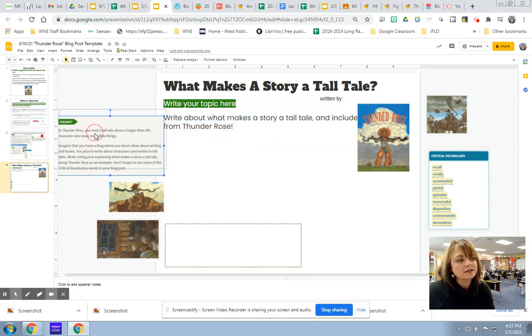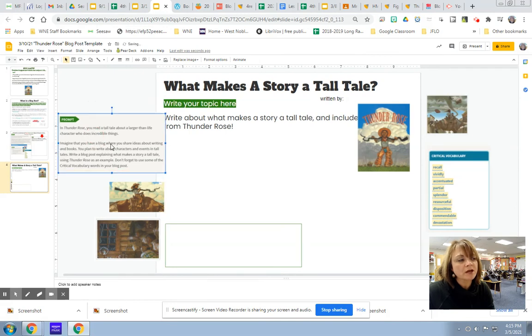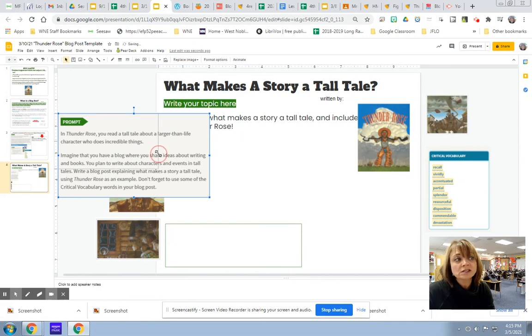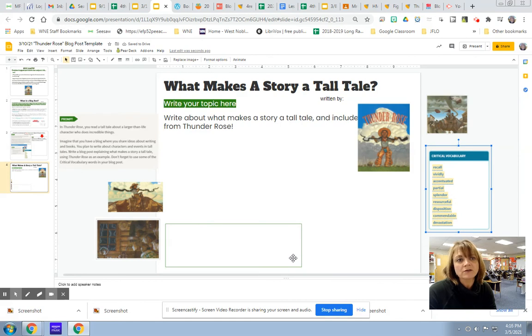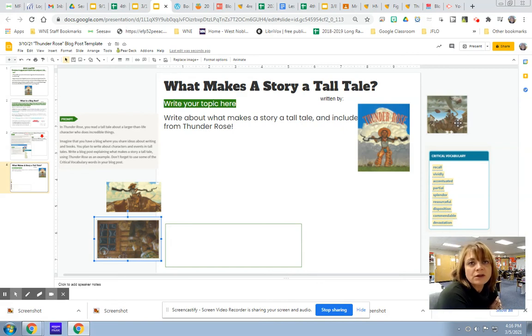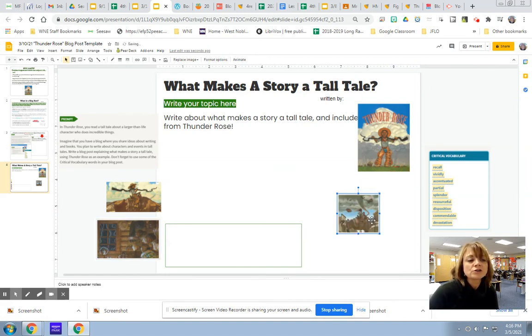Over to the side here, I did include a picture of the writing prompt from HMH, and you could pull that and make it bigger to read it, or you can just have your book open to that page so that you can read what you're supposed to do. I also included some pictures from Thunder Rose and a list of the vocabulary. You wouldn't include the vocabulary list or the prompt on your blog post page, but if you use examples that these pictures connect to when you're explaining or using Thunder Rose as examples of exaggeration, you can pull these pictures right over to go next to your text.